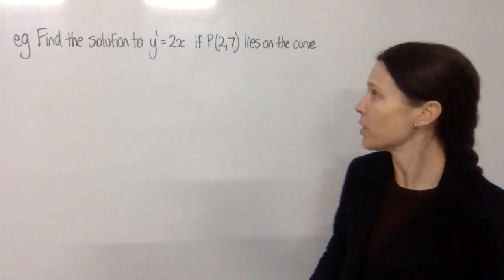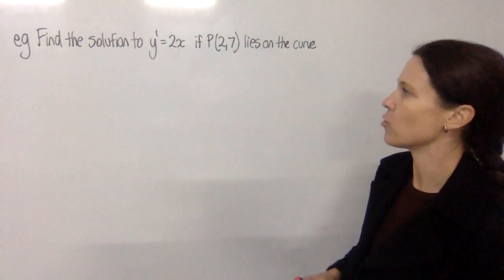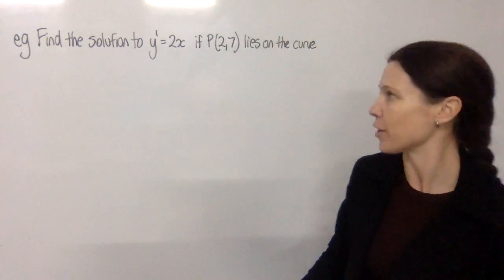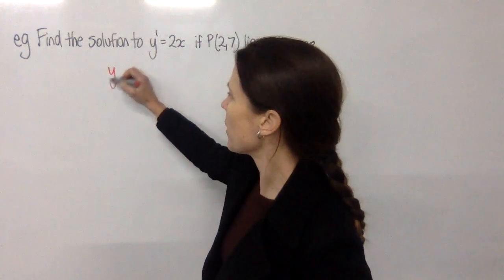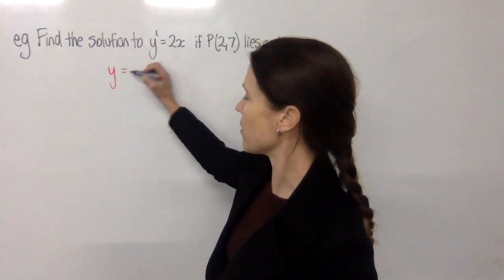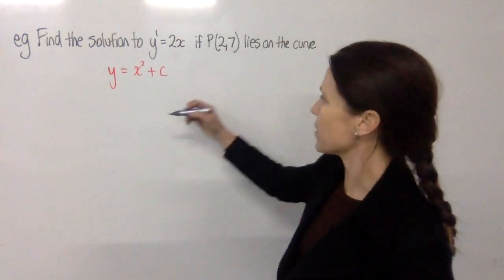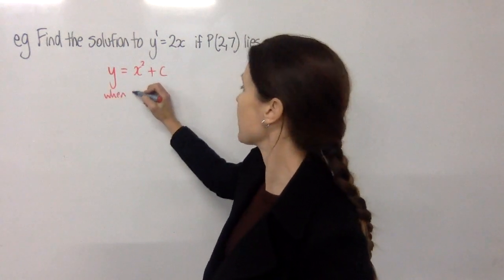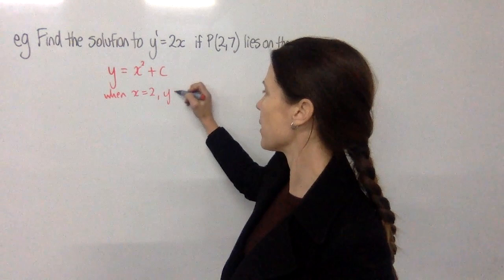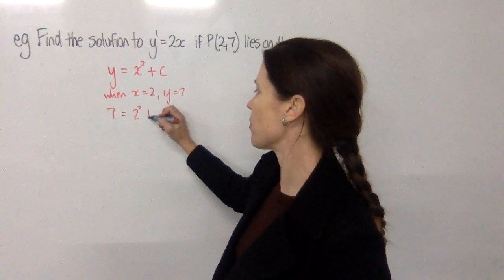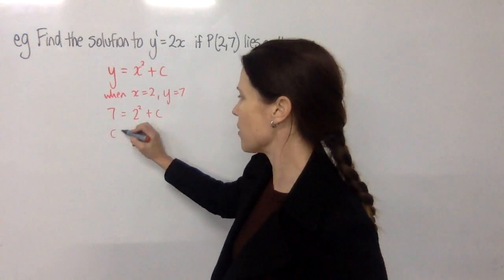So a really straightforward example: find the solution to y dash equals 2x if this particular point lies on the curve. Straight away we can see that if y dash is 2x, then y must be x squared plus some constant, and then we can sub in when x equals 2, y equals 7. I'm just spelling out what I'm doing there: 7 is equal to 2 squared plus c, so clearly c must equal 3.